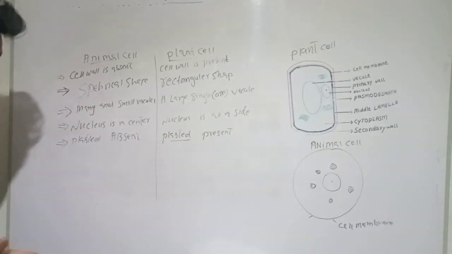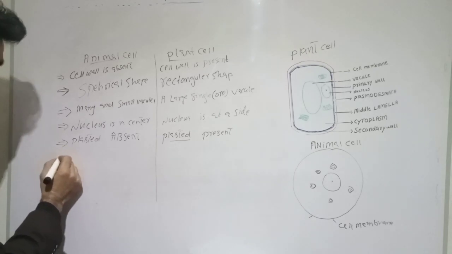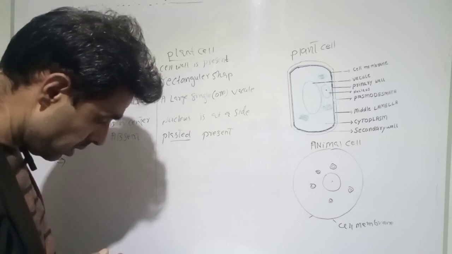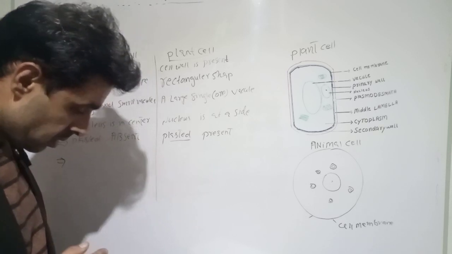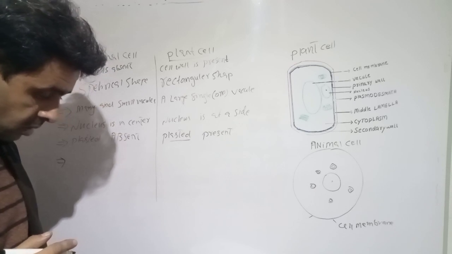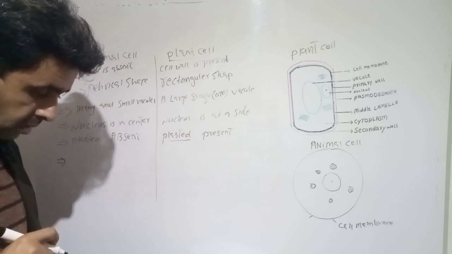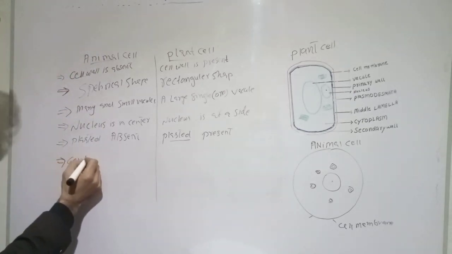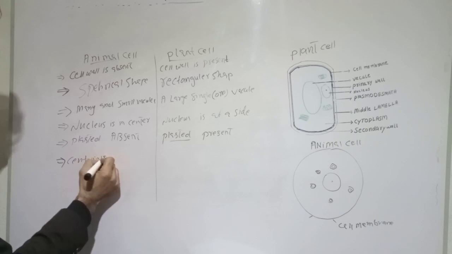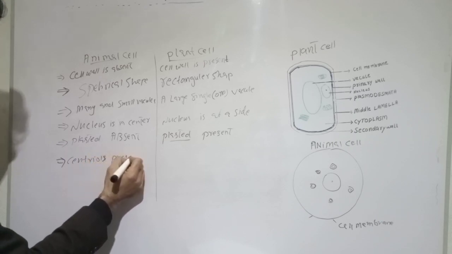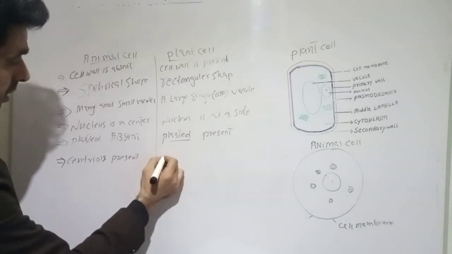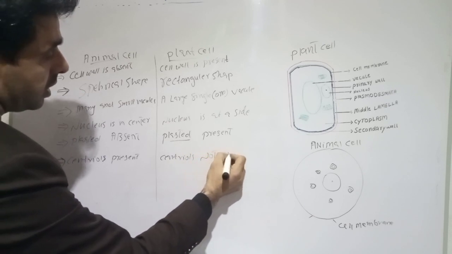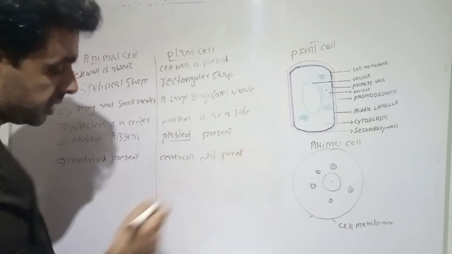Now the sixth one, centriole. Centriole is not present in the plant cell. In the animal cell it is present, while in the plant cell it is not present.